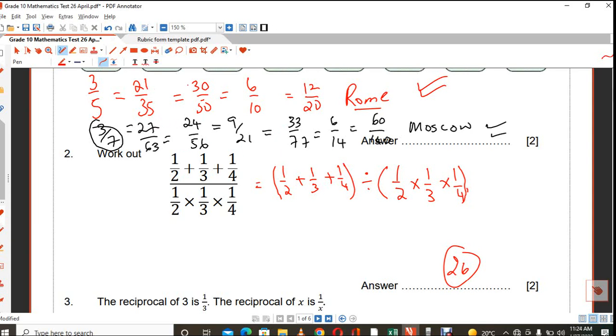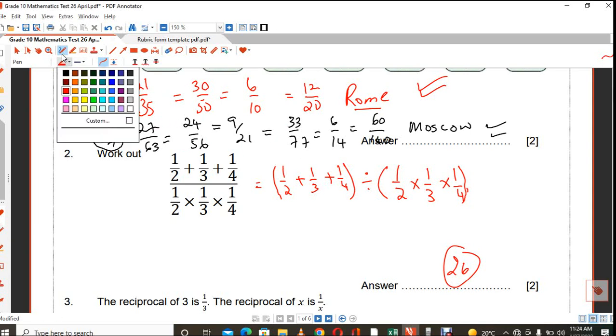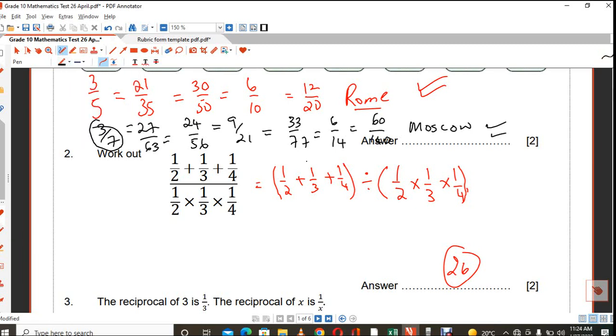And the lowest common multiple of 2, 3, and 4 is what? Is it 12? Yes. Is it not 6? I'm just asking. No, it's 12. Okay, so it's 12.